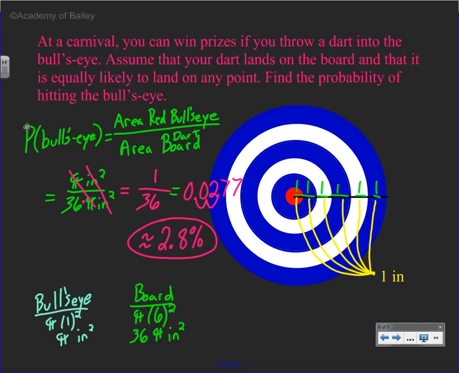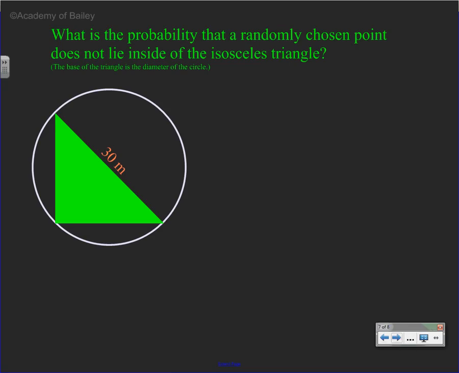So make sure you're always thinking whether your percentage there is possible. And let's look at this one here. What is the probability that a randomly chosen point does not lie inside of the isosceles triangle?